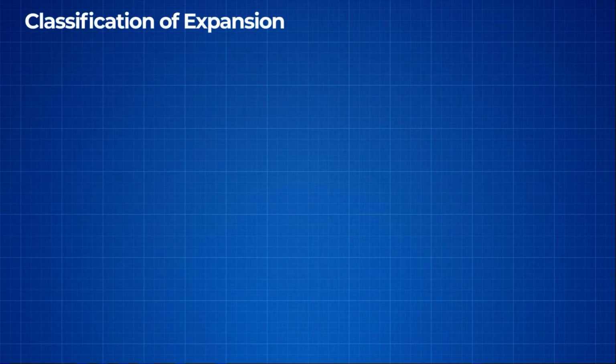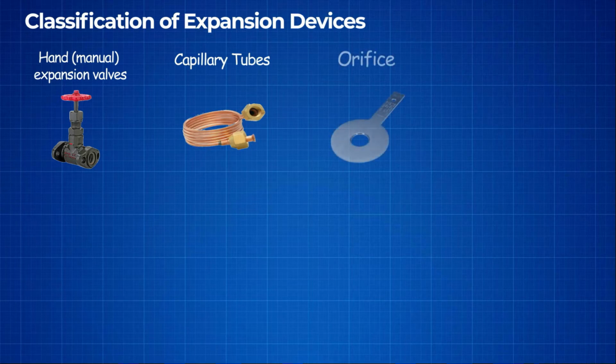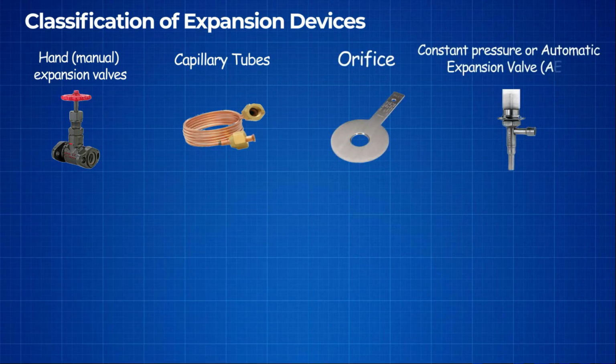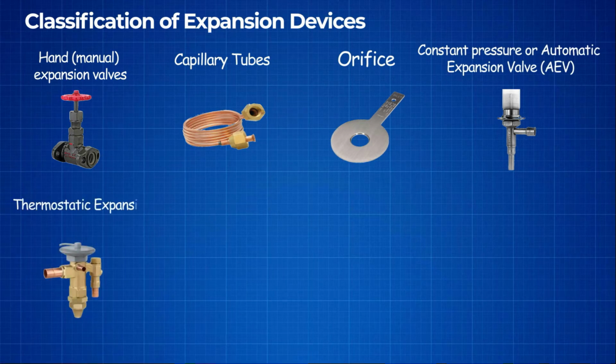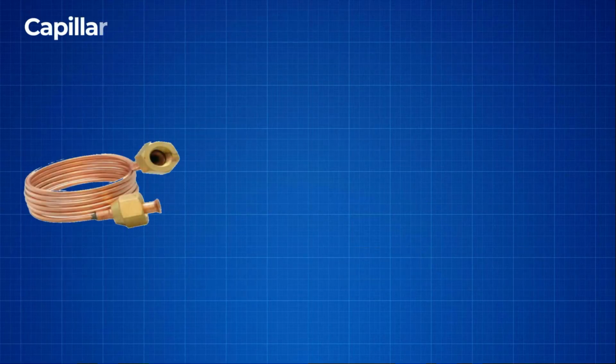Classification of expansion devices. Hand, manual, expansion valves. Capillary tubes. Orifice. Constant pressure or automatic expansion valve, AEV. Thermostatic expansion valve, TEV. Float type expansion valve. High side float valve. Low side float valve. Electronic expansion valve.